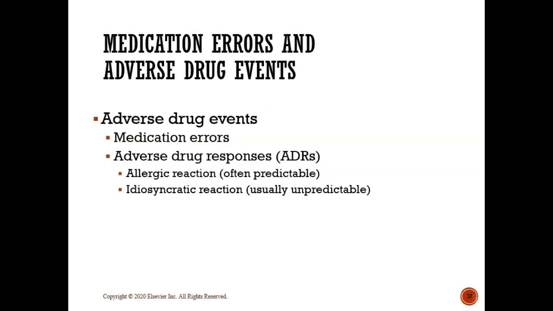One would be an allergic reaction. This is usually predictable, right? Especially if you check or if you know that the patient has certain allergies, sometimes you can predict that they may be allergic to certain medications. Now, you can also have idiosyncratic reactions. Usually that would be an unpredictable reaction.